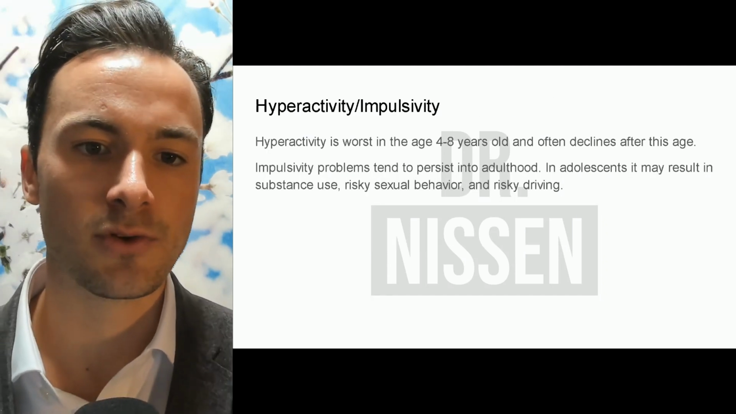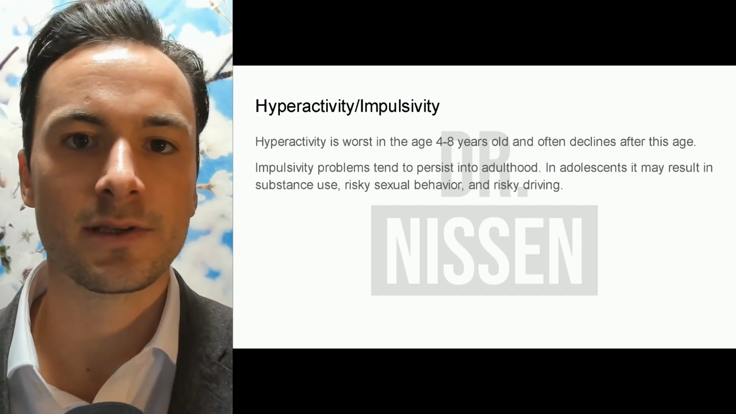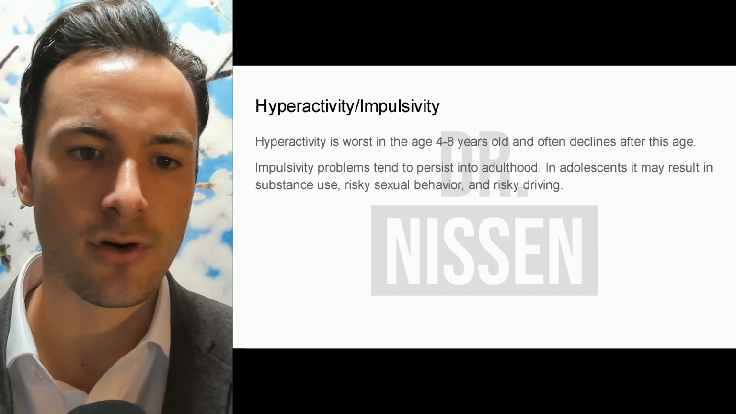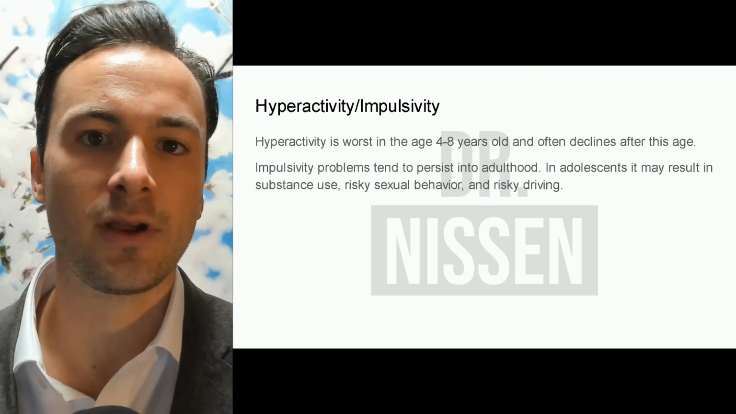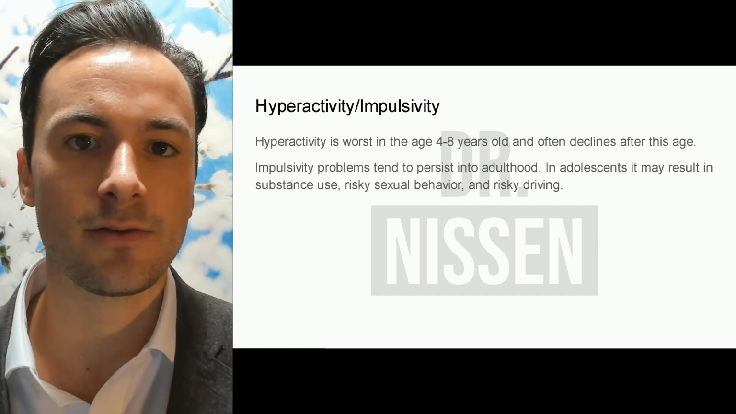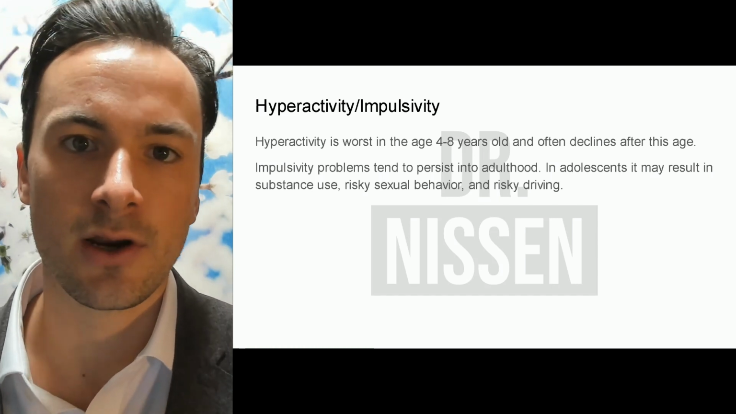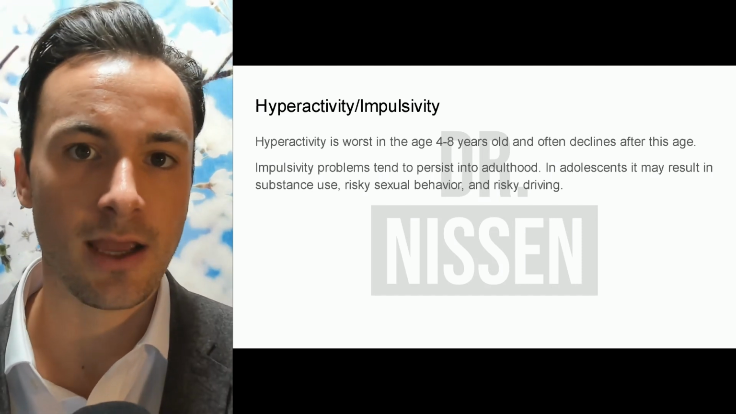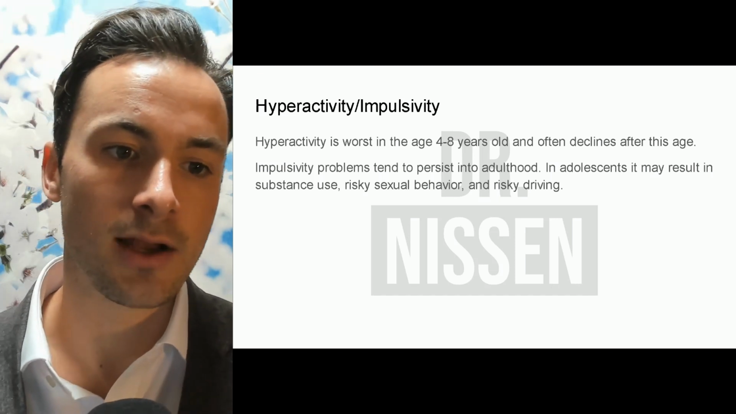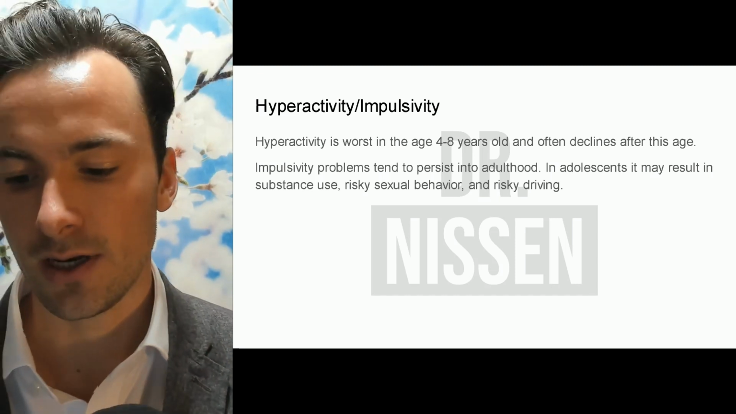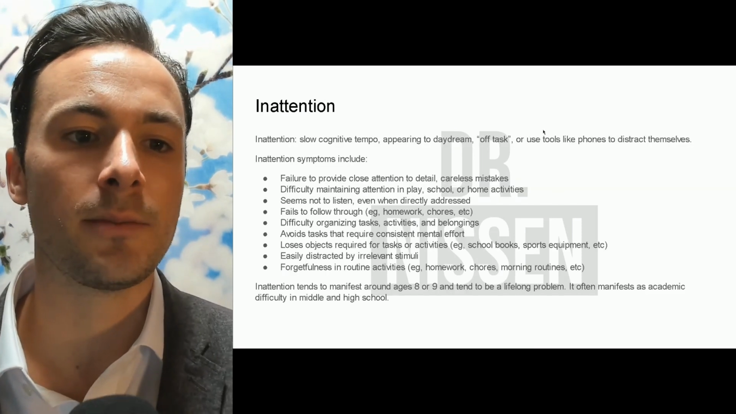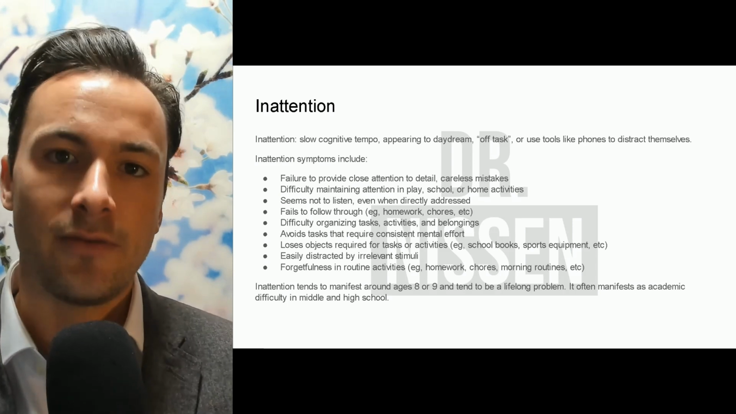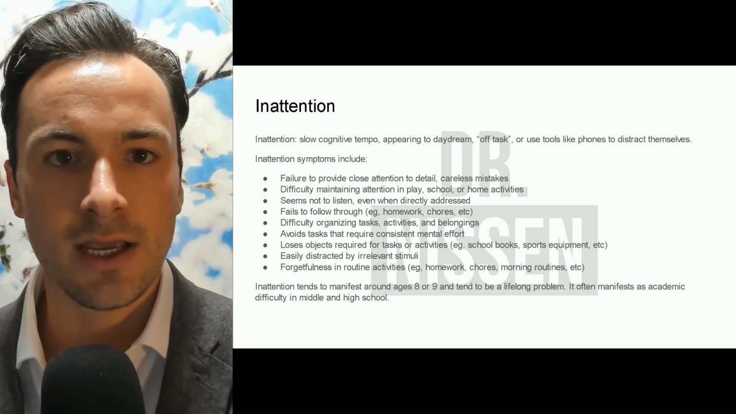So hyperactivity and impulsivity: the hyperactivity component tends to be worse from the ages 4 to 8, and then tends to decline after that age, but the impulsivity component of it may persist. And certainly, in adolescence or in young adulthood, impulsivity may look like some risky behaviors, be it risky sexual behavior, risky spending, substance use, risky driving, or getting in frequent accidents. All right, so that covers the hyperactivity and impulsivity side of symptoms. Now we're going to talk about the inattention side of symptoms.